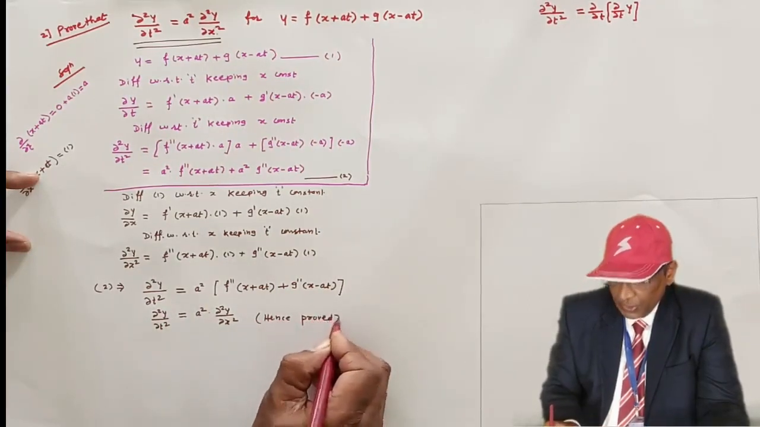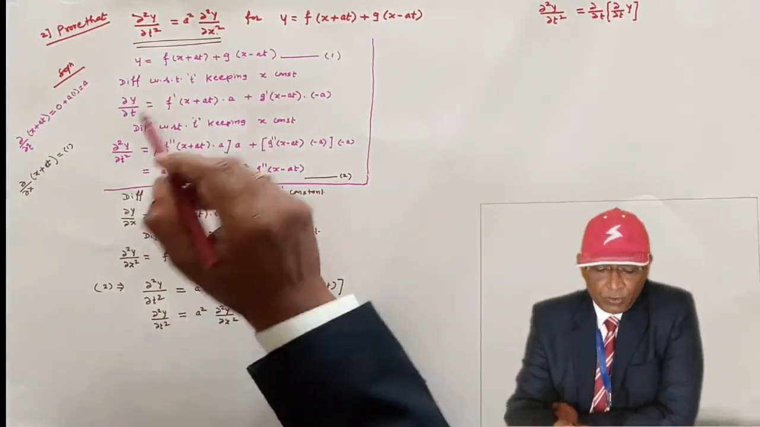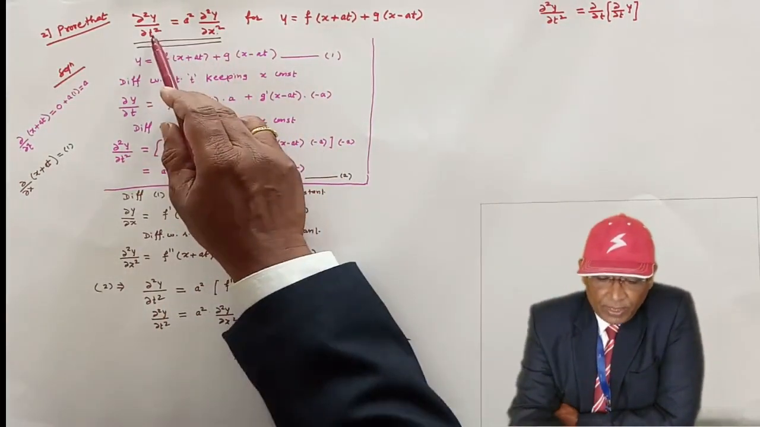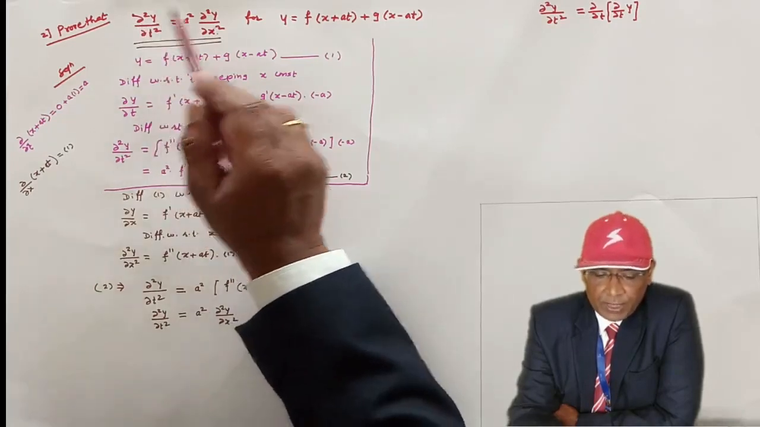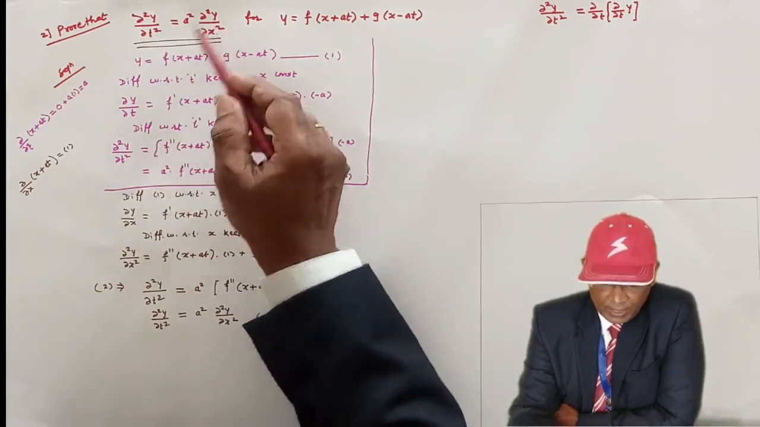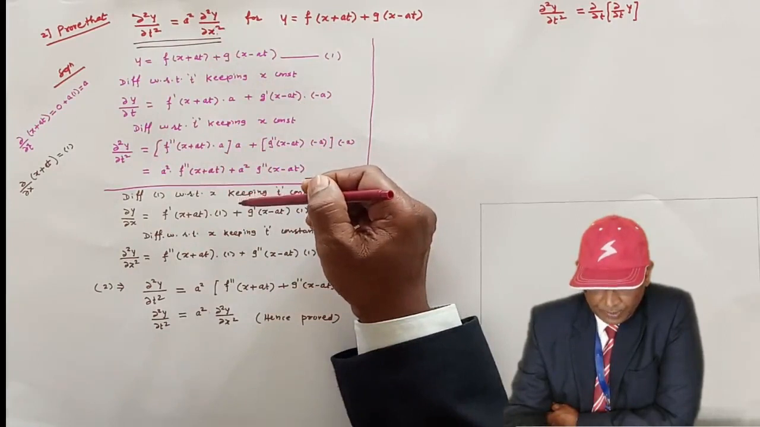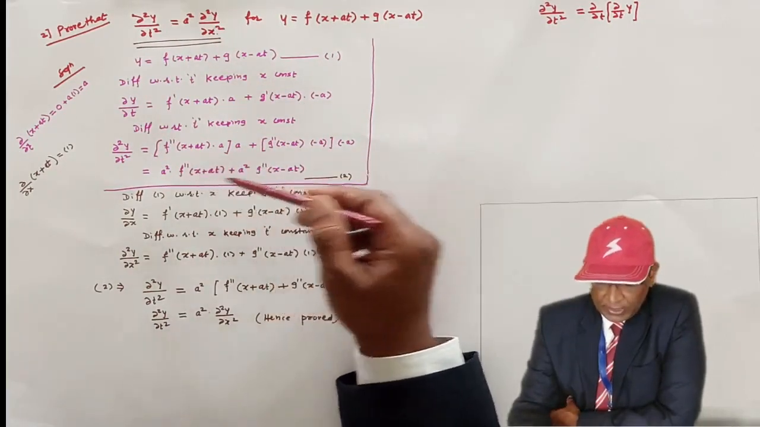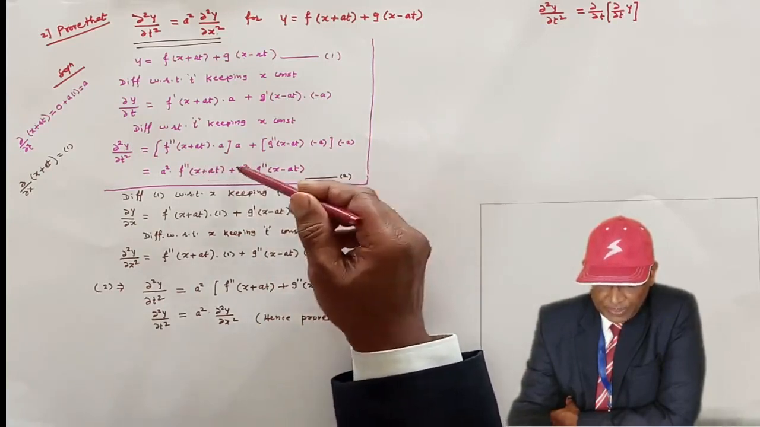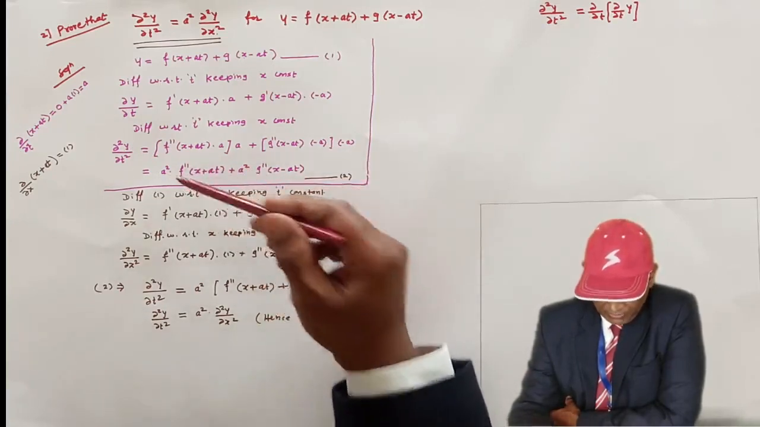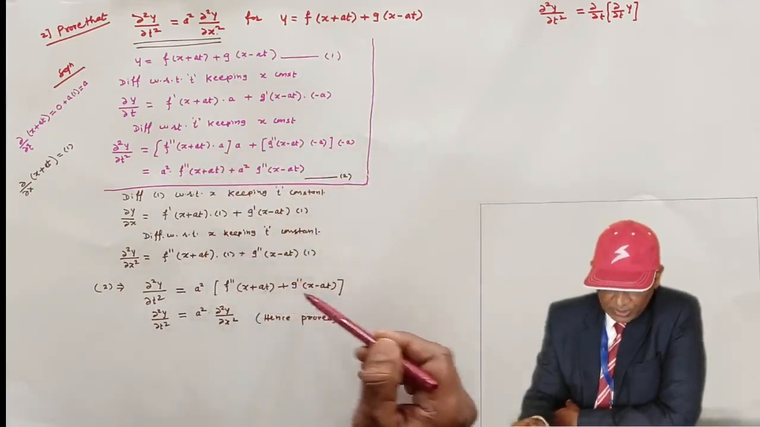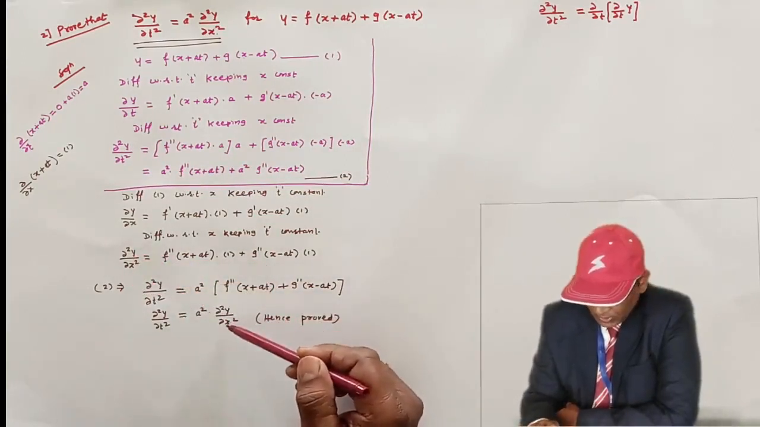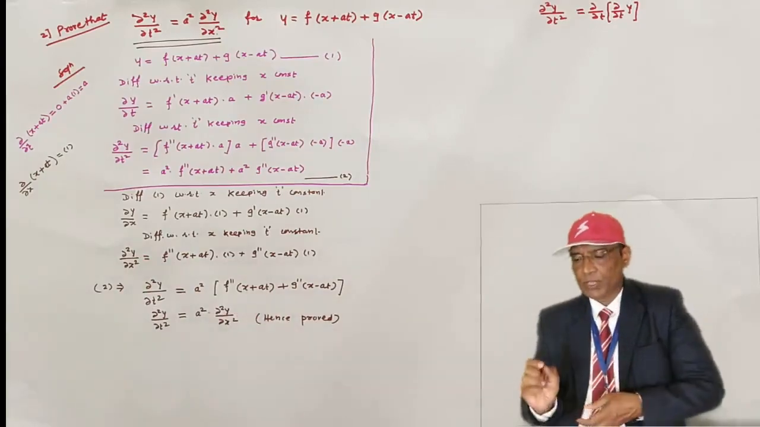Once again I am going to repeat in short. Here y is given to you, the double derivative of y with respect to t and the double derivative of y with respect to x I have calculated. If you look at this equation 2, a square is common, I have taken a square common, and the rest of the thing is del 2y by del x square, which is the double derivative of y with respect to x. That's all. In this way we have proved.